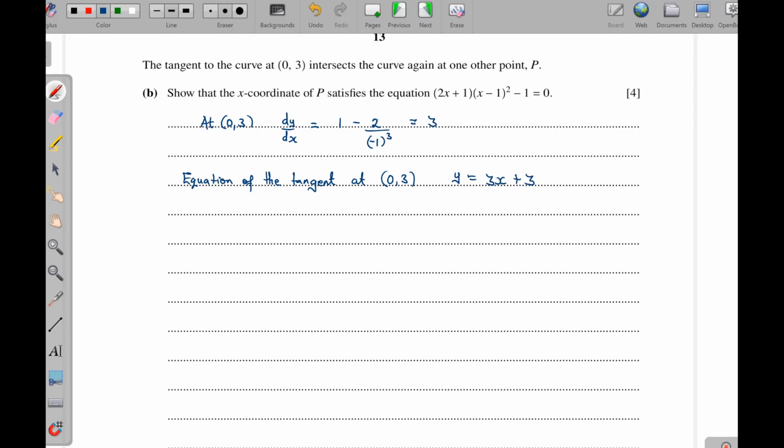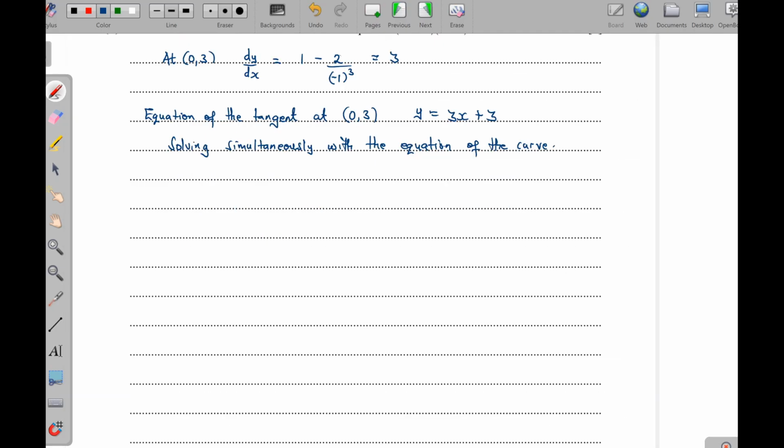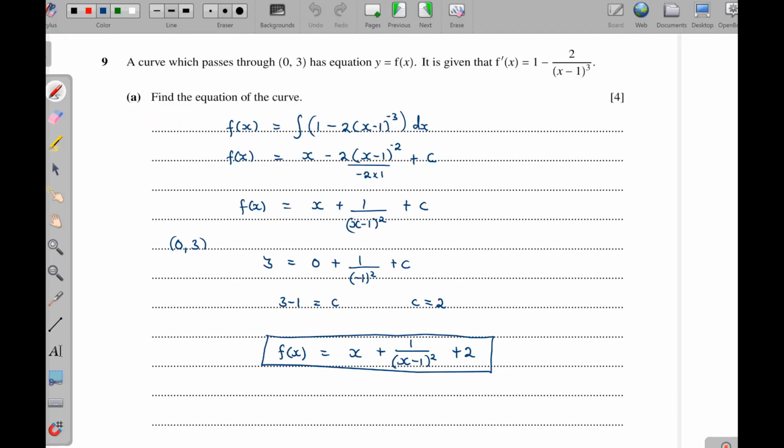Now, solving simultaneously with the equation of the curve. If you got the equation of the curve wrong, there is no way you are going to get this one right. So solving simultaneously with the equation of the curve. The equation of the curve, we have seen here, is x, then plus 1 over (x minus 1) squared, then plus 2.